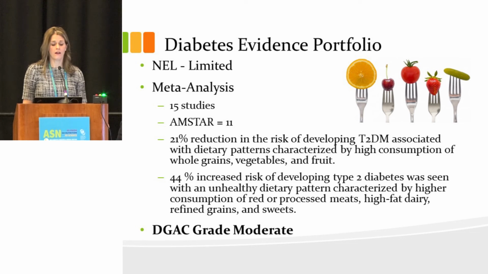comprised of whole grains, vegetables, and fruit, and a substantial increase in risk in type 2 diabetes for diets that had higher consumption of red and processed meats, high-fat dairy, refined grains, and sweets.